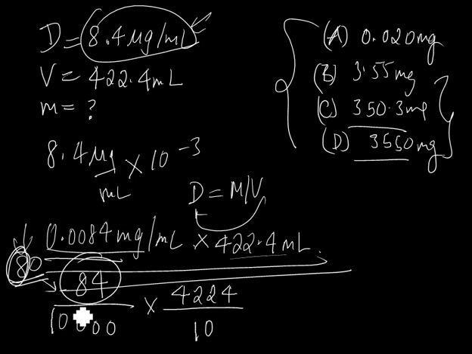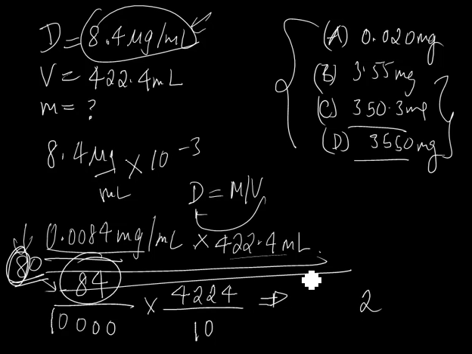So 5 is your benchmark. If it is lower than half, then you multiply with the first number, and if it is greater than half, then you multiply with the next number. Okay, so multiplying 4224 by 8 is way easier than multiplying this by 84, right? So I can just do this in my head.